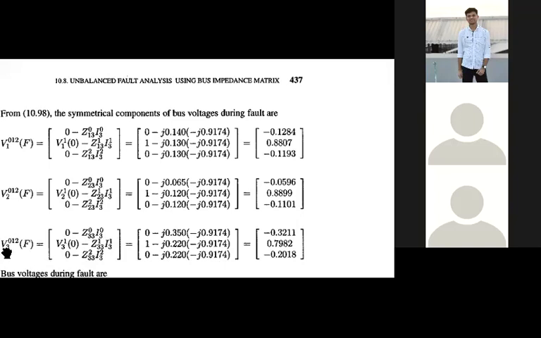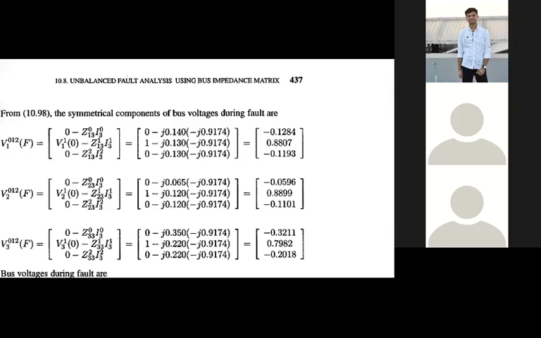So in this way, what you have determined up to now is all the bus voltages V1, V2, V3 during fault F, right? But in which domain? Yes, sir, 0, 1, 2 domain. But our target is to find in ABC domain, right? So what we have to do is use this 0, 1, 2 domain information with the A operator multiplication to get ABC domain information, right? Yes, sir.